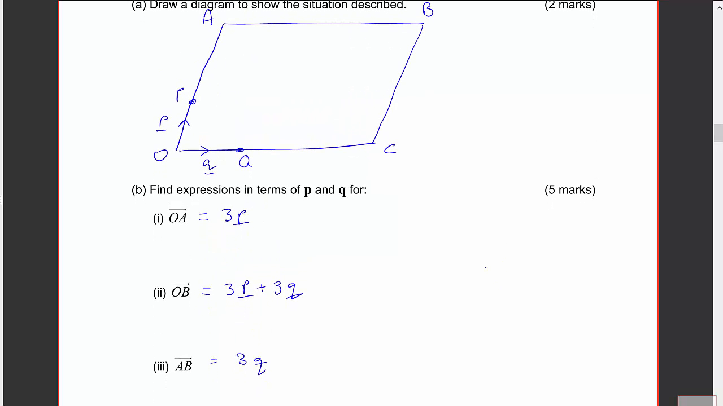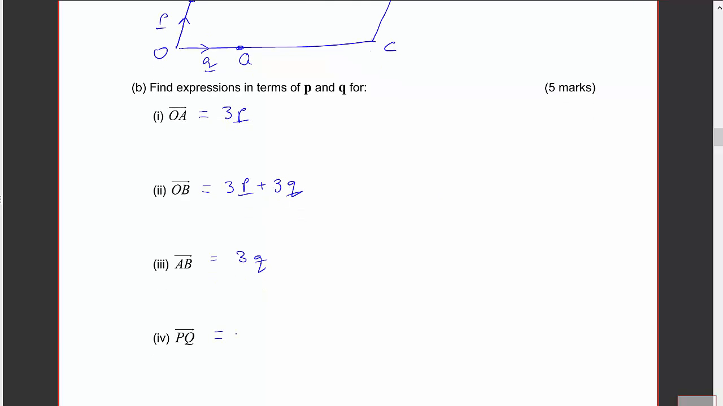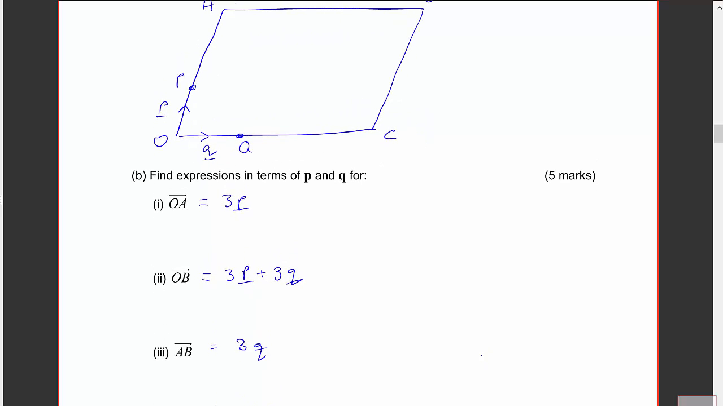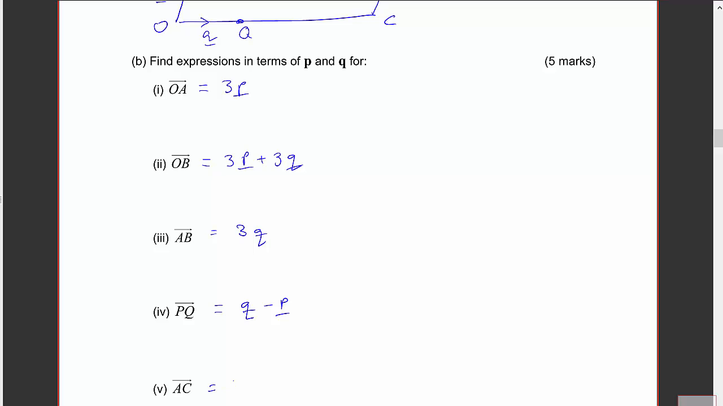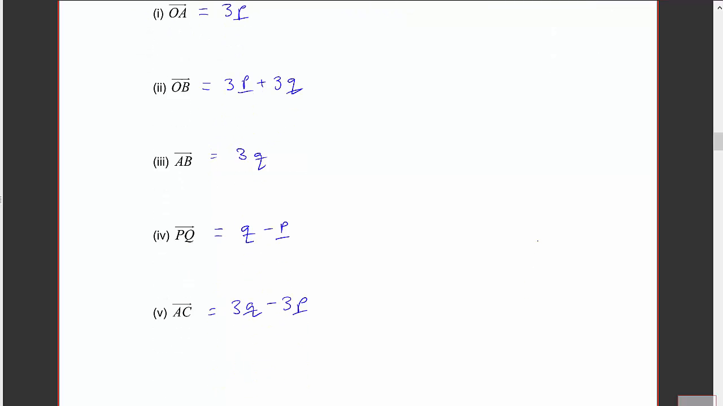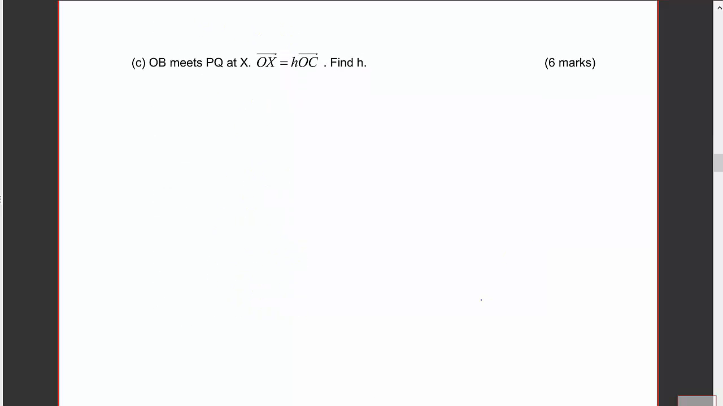What about PQ? So that would be backwards along p and forwards along q, so that is q minus p. And AC would be backwards 3p and forwards 3q, so that's going to be 3q minus 3p. So those were straightforward enough.